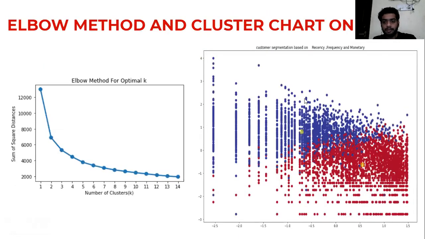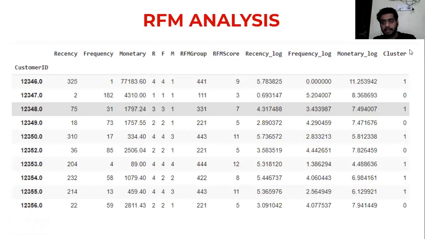In the right side plot, that is customer segmentation based on recency, frequency, and monetary, we can see that the customers are perfectly grouped in these clusters. So next is our RFM analysis.